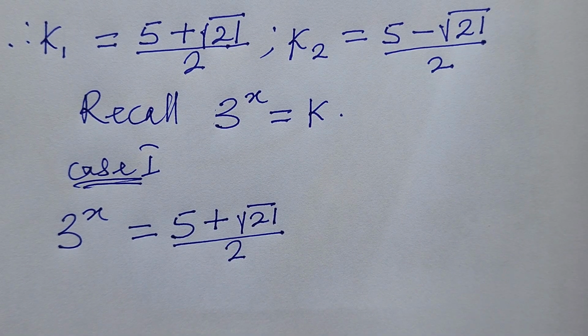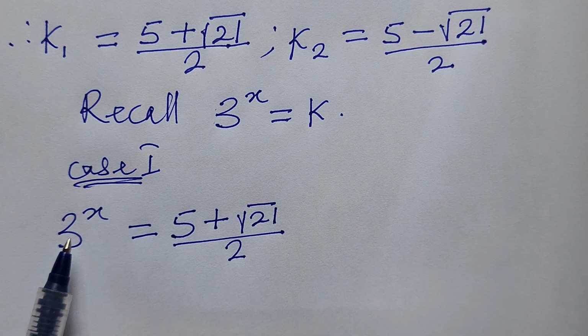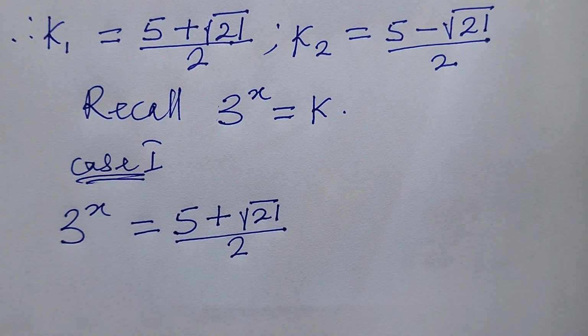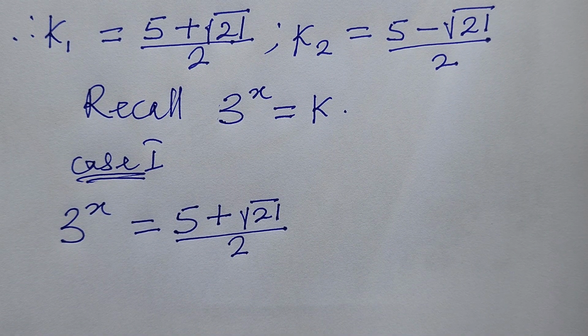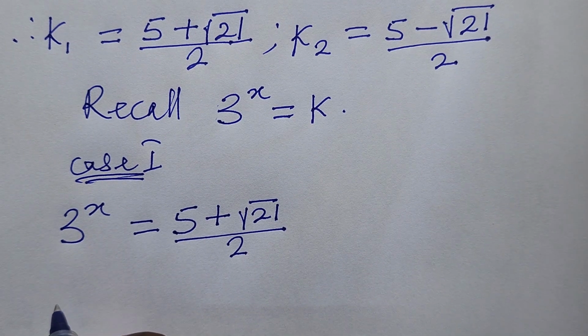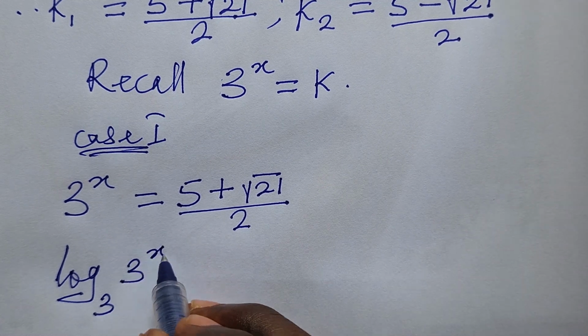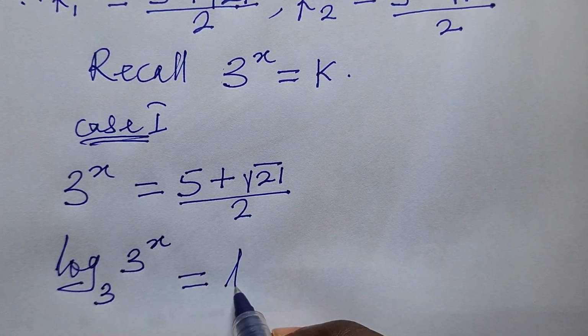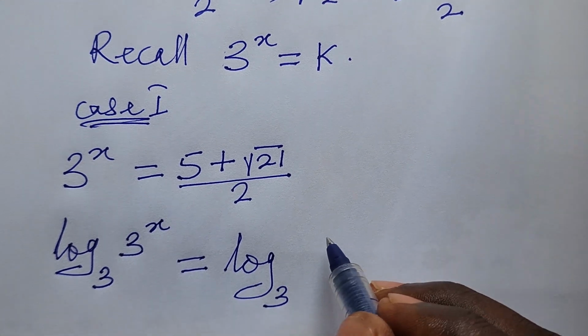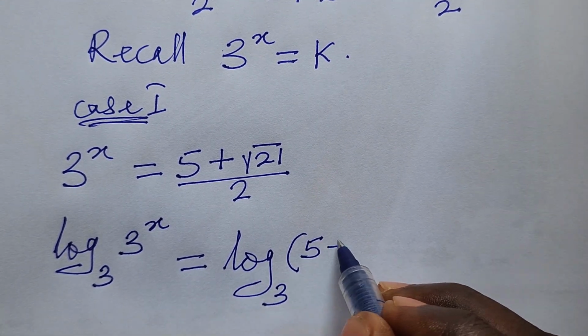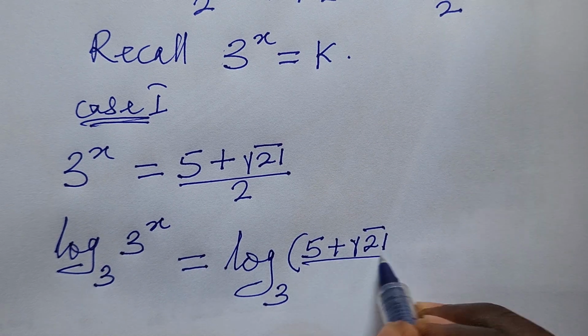So we want to take log to both sides of the equation. And what would be the base of the log we're going to apply here? We could as well use base 10, which is the common base, out here, but because we want to get our x straight, we're going to make use of log to base 3. So let's do that. This is going to give us log base 3 of 3 to the power of x. This is equal to log base 3, then bracket 5 plus square root of 21 all over 2 close bracket.